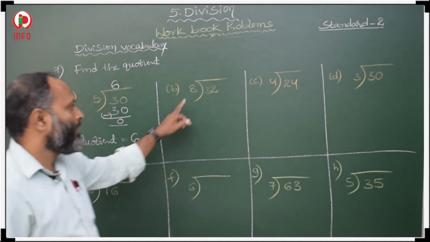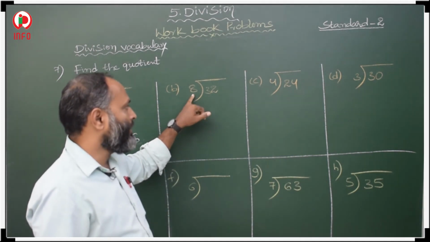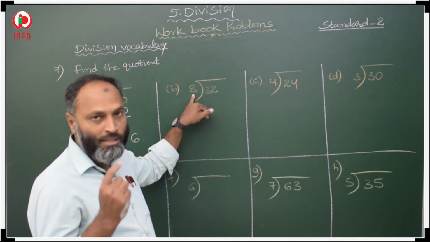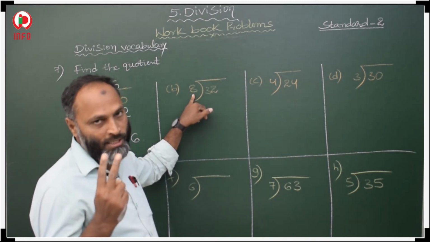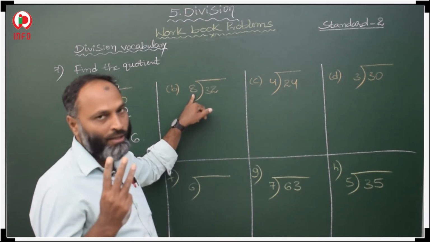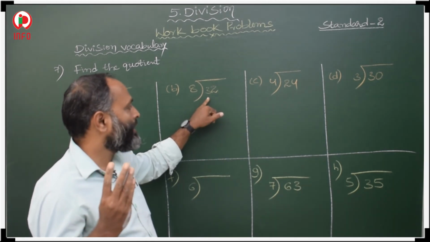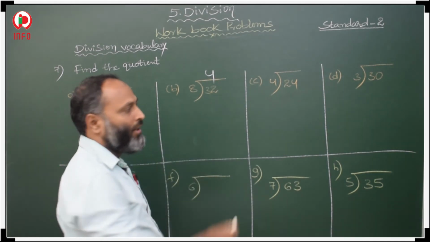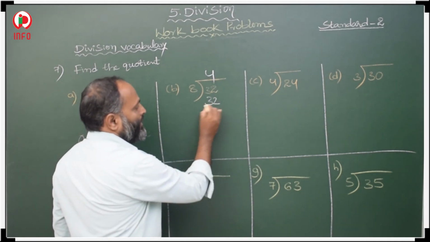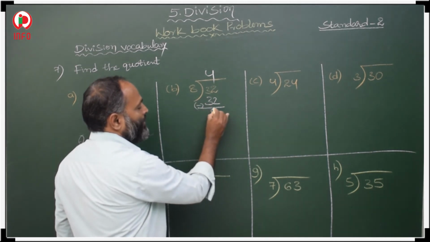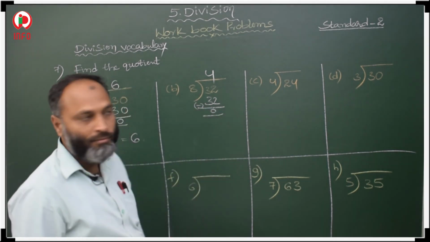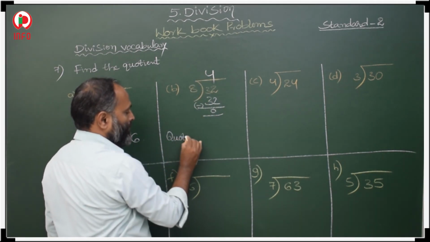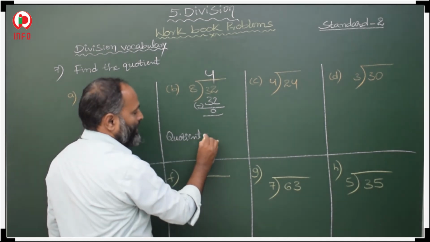In the same way, in the 8 table we have to check when you will get 32. 8 1s are 8, 8 2s are 16, 8 3s are 24, 8 4s are 32. 4 we have to write here. 8 4s are 32, same number minus same number, 0. Then what is the quotient? This is our quotient. Our quotient is 4.